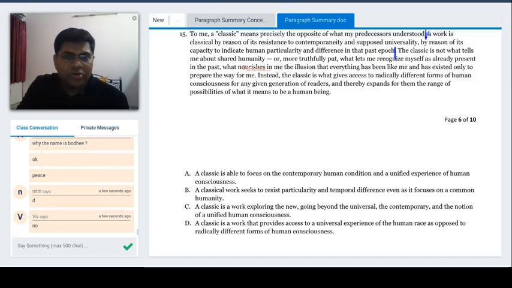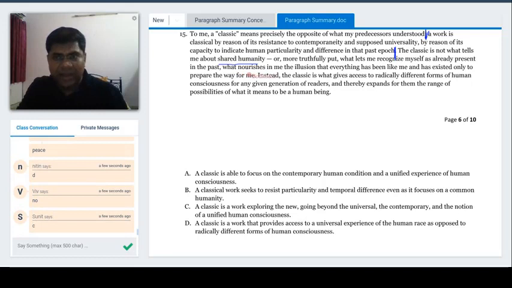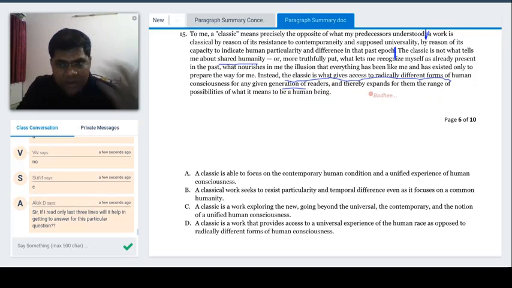The author says, classic is not what tells me about shared humanity, or more truthfully put, what lets me recognize myself as already present in the past, what nourishes in me the illusion that everything has been like me and has existed only to prepare the way for me. Difficult. The only thing I understood is that classic is not what tells me about shared humanity. Instead, the classic is what gives me access to radically different forms of human consciousness for any given generation of readers, and thereby expands for them the range of possibilities of what it means to be a human being.